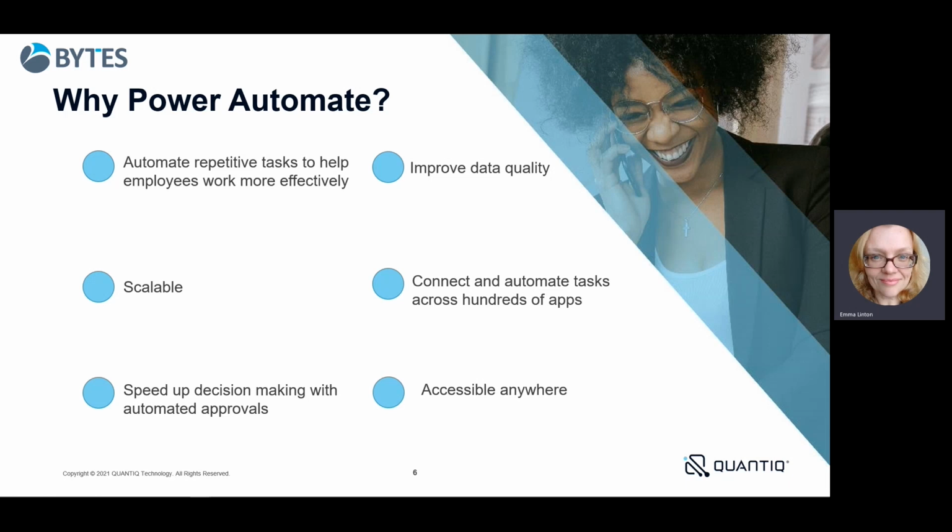And finally, it's accessible anywhere. We can use this obviously on desktops and laptops, but there is a Power Apps app that you can get, and you can have it on your iPhone or on Android. You can run your Power Automates from your mobile phone, and carry it around with you. It's really accessible.